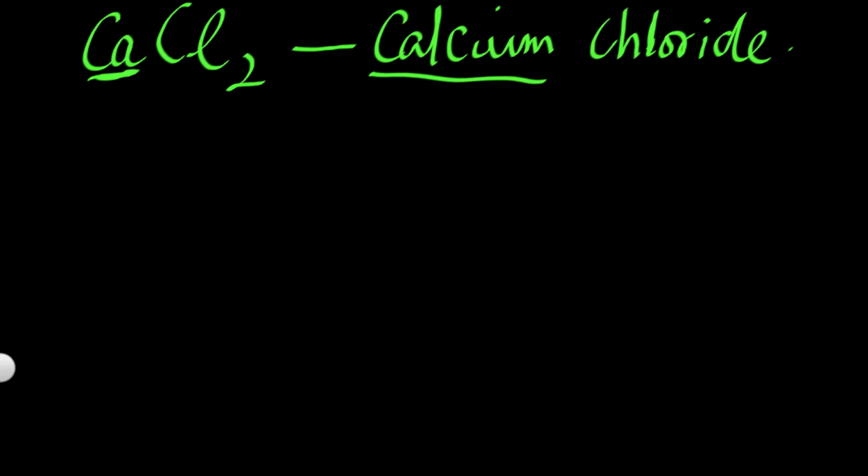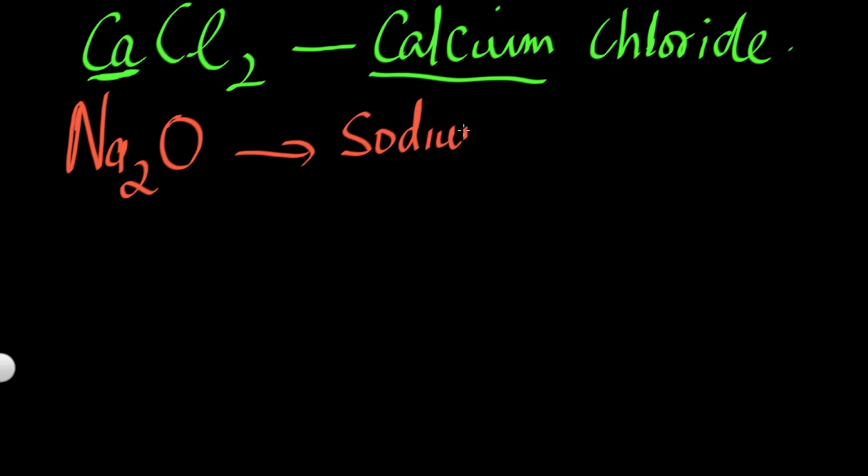Let me give another example. Let's have Na2O. Na is sodium, O is oxygen, but it becomes oxide. Even though we have two sodium ions here, we're not saying disodium. No, we just say sodium because it is an ionic compound.